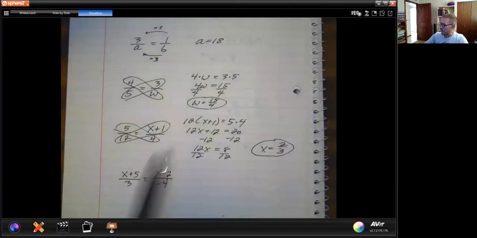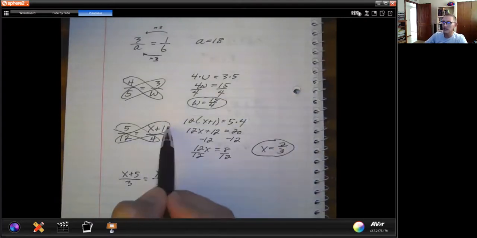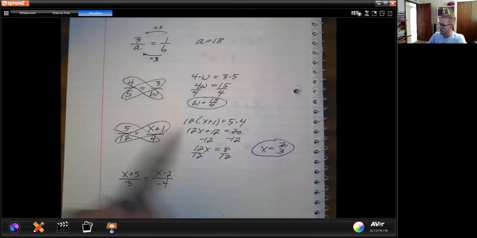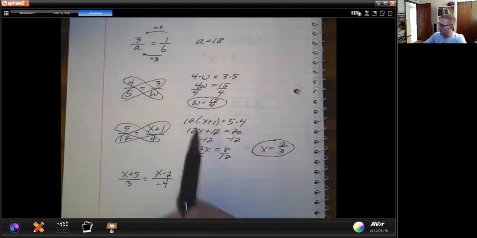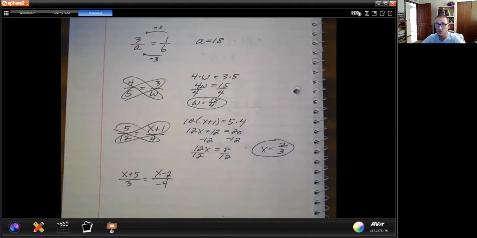So what did I do here? I did my cross products, and I said 12 times (x plus 1) and 5 times 4, and I wrote that over here. I made sure to use parentheses because I had to keep track of the fact that it was distributive property. And then at that point, I'm just solving a multi-step equation. So once I use my cross products, I have a multi-step equation that is everything like I've been doing the rest of the unit.